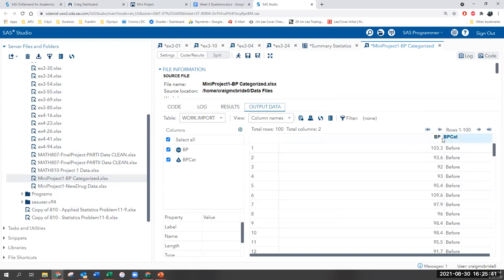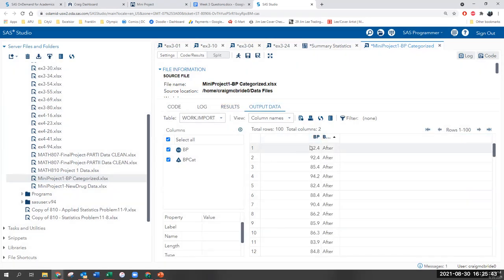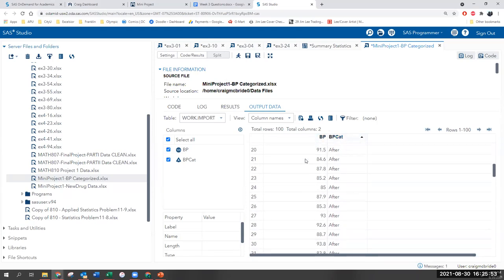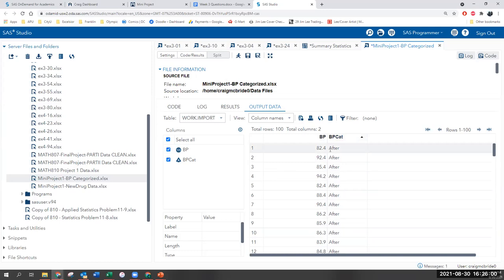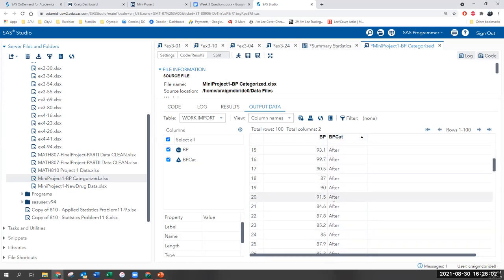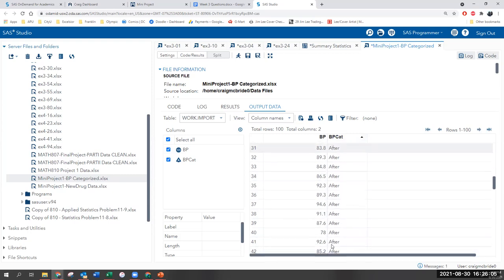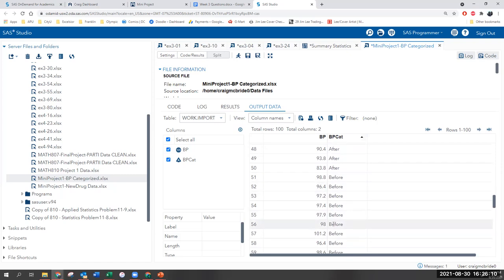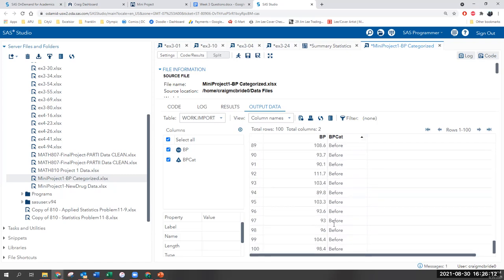In the BP categorized data set, you've got two variables: BP and then BP cat, for BP category. Under the BP variable are all of the blood pressure readings from the people, both after and before. Then all I did was create this second variable. All of these readings came from the patients after they had the treatment, and then starting here at 51, these are all the before readings. That's the only way to get a side-by-side box plot.